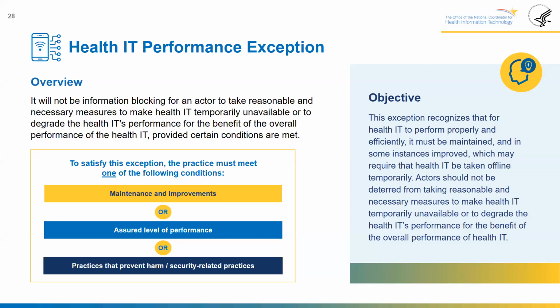Last, I want to talk about the dark blue box on the bottom left of your screen. So if the unavailability is in response to a risk of harm or a security risk, the actor must only comply with the preventing harm or the security exception as applicable. All right, next slide, please.